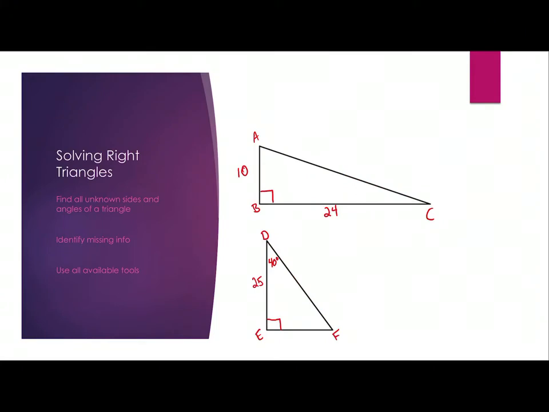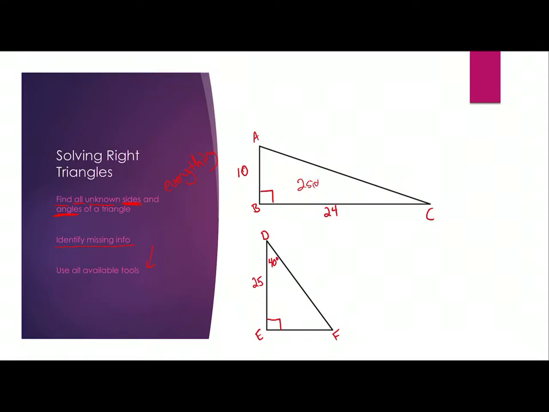All right, solving right triangles. To solve these right triangles, what it means to solve a right triangle, I need to write this down, is that you find all the unknown sides and angles. You find every bit of the triangle, given what you know. So what I previously did was I identified the missing info. That's what you're going to do first. You're going to identify the missing info, then you're going to use all available tools.